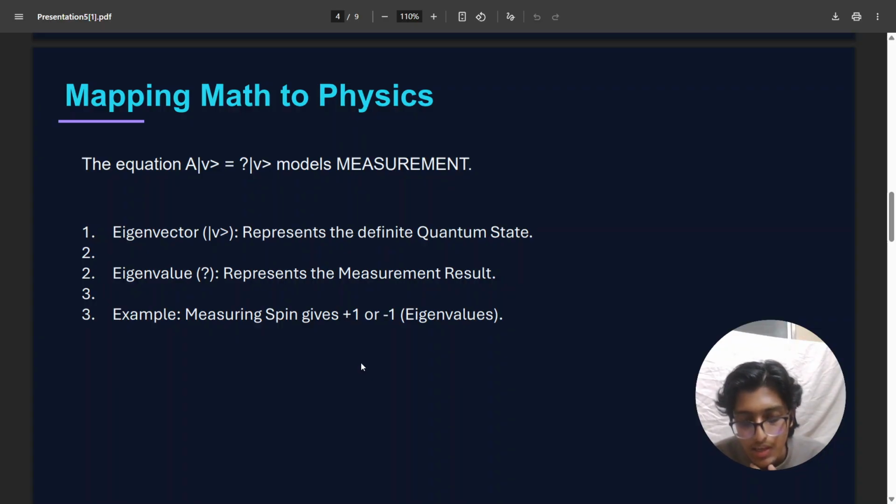For example, if I measure the spin of an electron, I might get plus 1 or minus 1. Those numbers, plus 1 and minus 1, are the eigenvalues. The states of spin up or spin down are the eigenvectors.